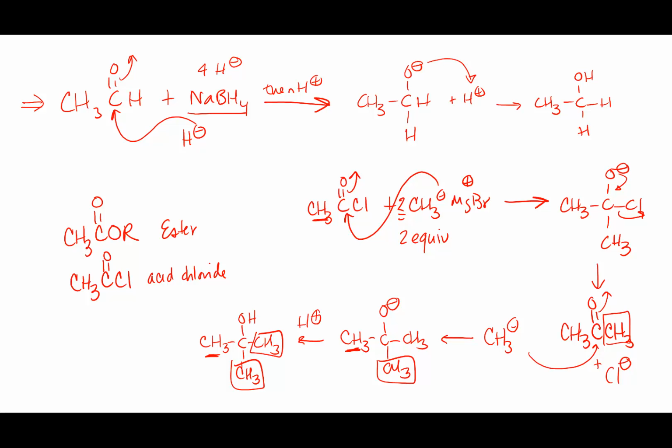So those are our 2 reactions. Reduction with H minus and Grignard with R minus. You can either do it on an aldehyde or ketone, which is add, protonate. Do it with an acid chloride or an ester, add, eliminate, add again, protonate. Does that kind of make sense?